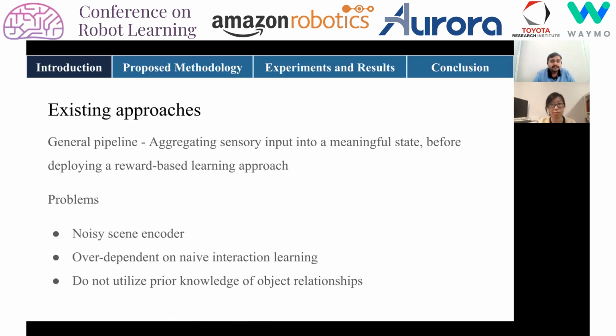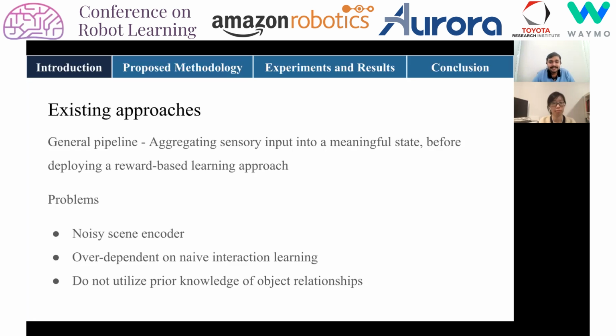The general pipeline for existing approaches include aggregating sensory input into a meaningful state and then deploying it to a reinforcement learning framework. The implicit assumption is that the robot can learn the navigation problem merely through recursive trials. However, there are three issues with this.